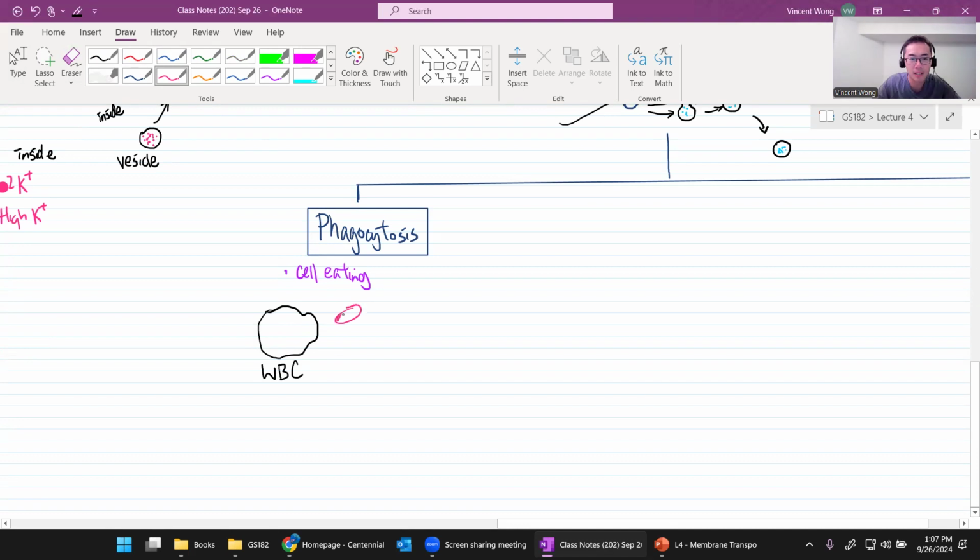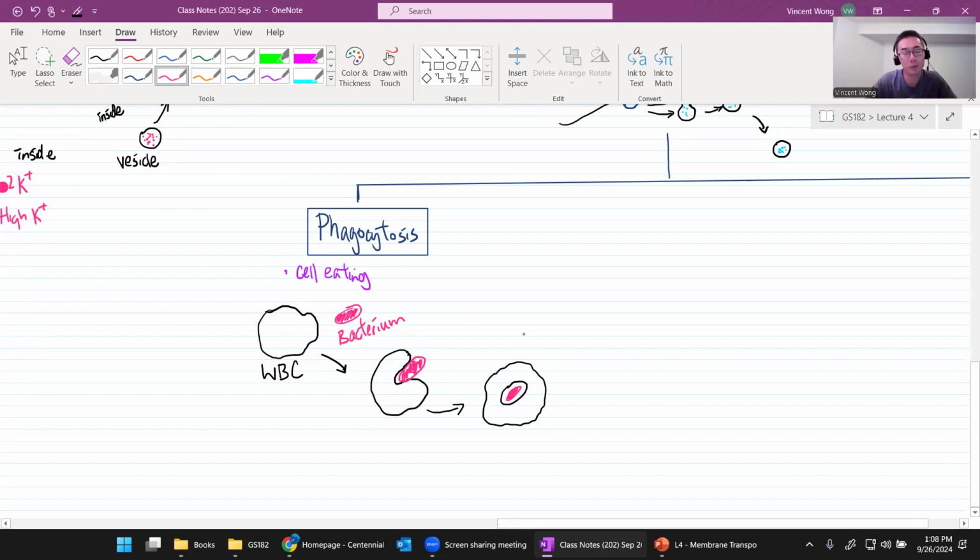So let's say we have a bacterium here. What's going to happen is the white cell will eat the bacterium. It literally will turn into Pac-Man, that game where the yellow guy eats the dot. It's exactly like that. The bacterium will be surrounded by the cell, and before you know it, it's going to be inside the cell.